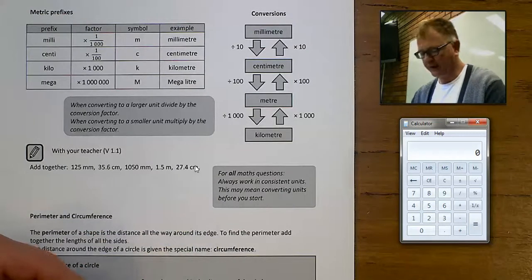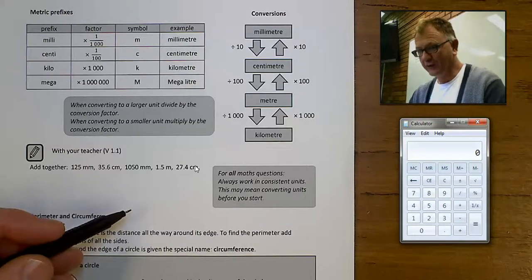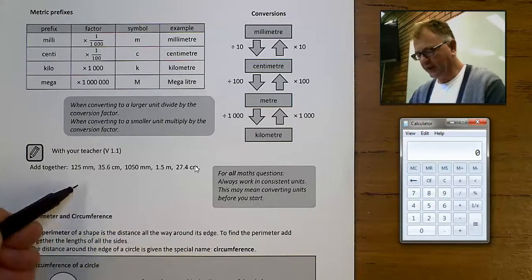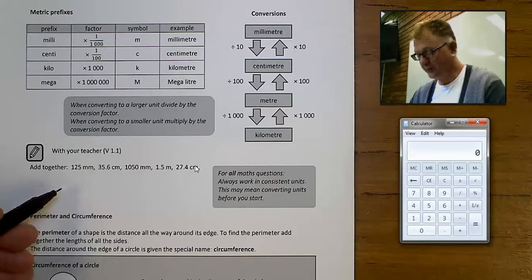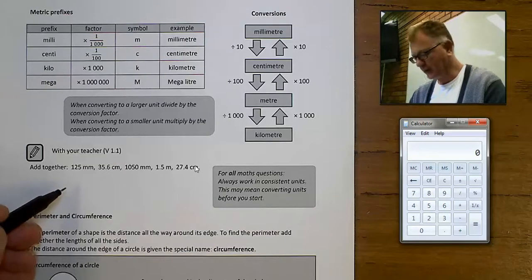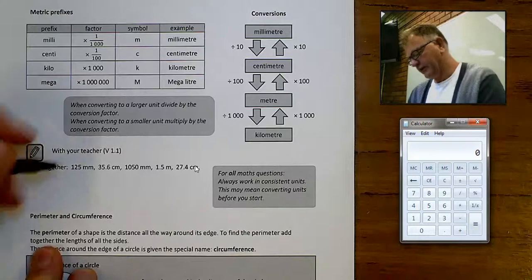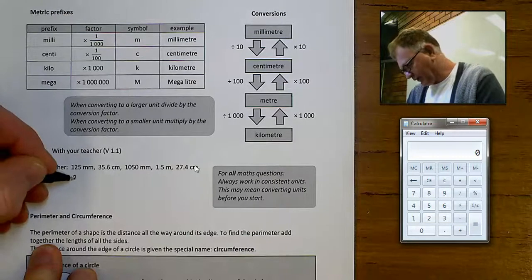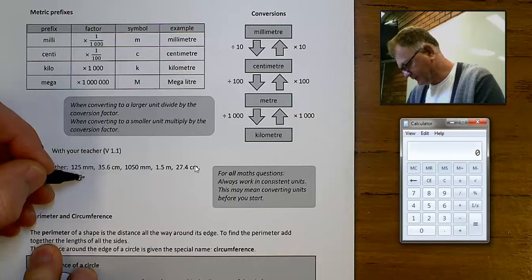If we want to simply add together some different measurements, you can only do that really well if it's all in the same unit. So before you start, you could convert it all to meters, or all to centimeters, or all to millimeters. It doesn't matter as long as it's in the same unit. Now I'm going to do this by converting it all to millimeters. So this one is already 125 millimeters, so that one's okay.